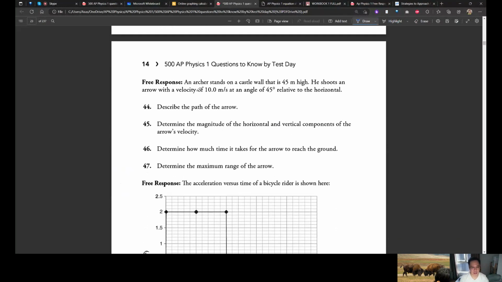Okay, free response. An archer stands on the castle wall that is 45 meters high. He shoots an arrow with velocity 10 meters per second at an angle of 45 degrees relative to the horizontal. This is projectile motion. An arrow is shot at an angle of 45 degrees like this. This is the initial velocity, the angle 45, projectile motion. Determine how much time it takes for the arrow to reach the ground.